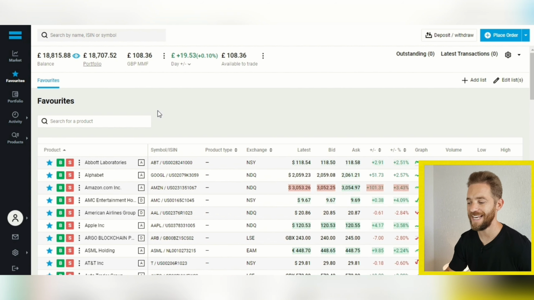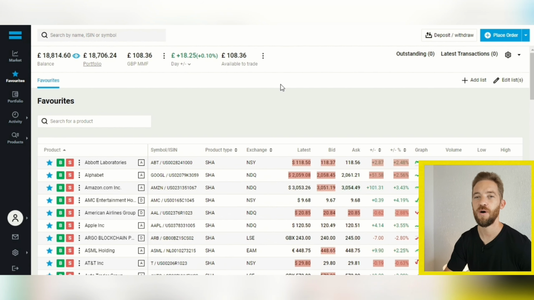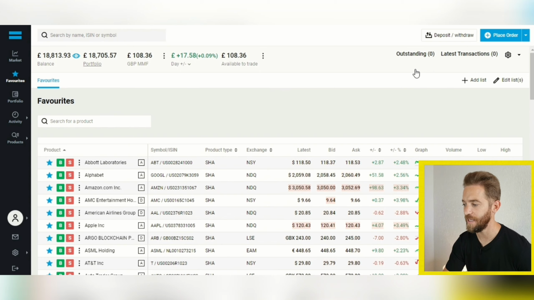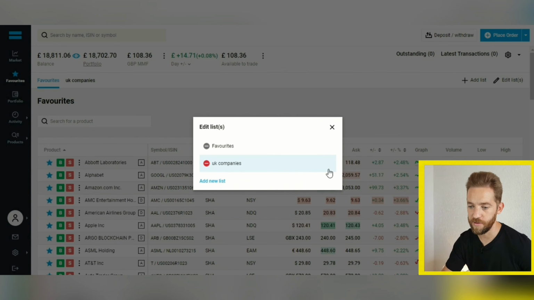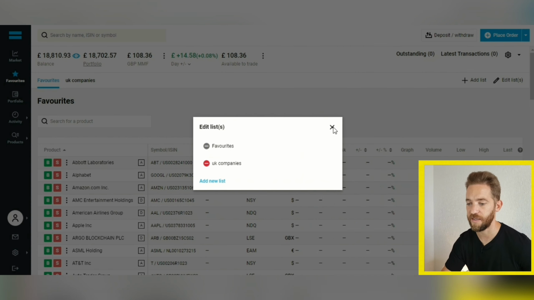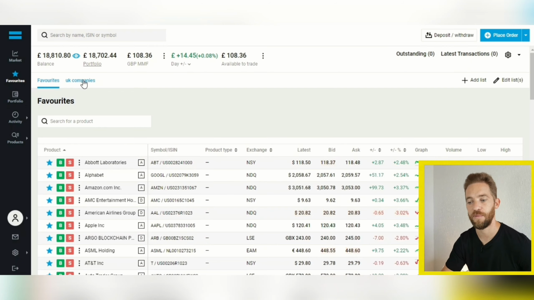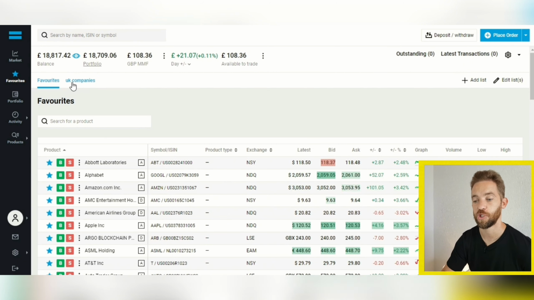Now, I don't believe there is any limit to how many companies you can add into your favorites, but if you are more organized than me, you can always add different favorite lists here. Maybe you can have UK companies, UK stocks, US stocks, whatever it is, or maybe by sector, and it will give you a separately populated list. When you then add a favorite company, it will give you the option, which list would you like to add it to, but I just stick with everything within the one.